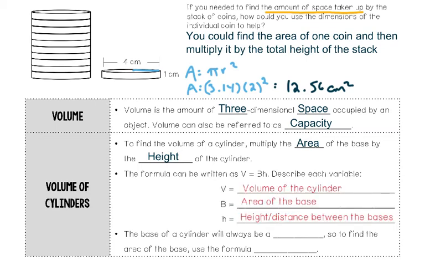V stands for volume of the cylinder. The capital B stands for the area of the base. A lowercase b would be just the base, like the length times width kind of deal, but the capital B means the area of that base. And then H stands for the height, or the distance between the bases.